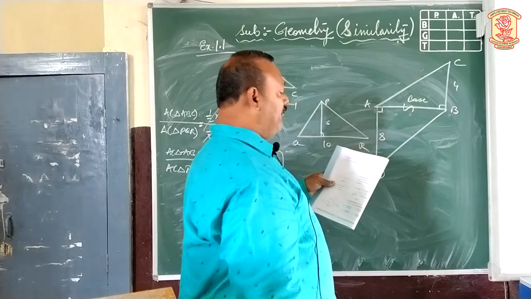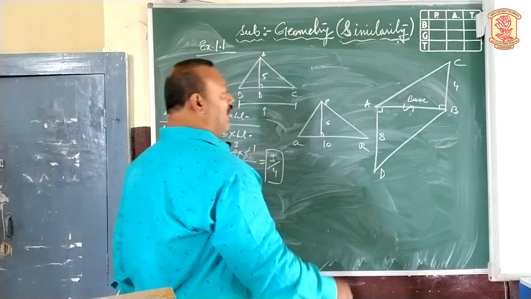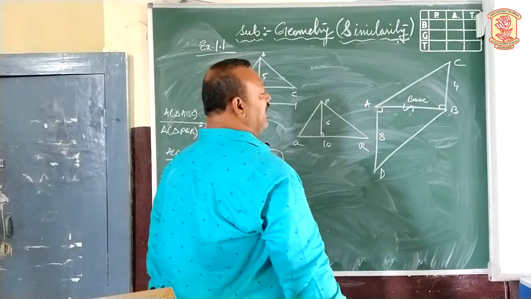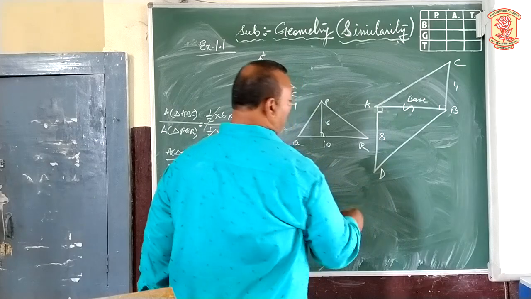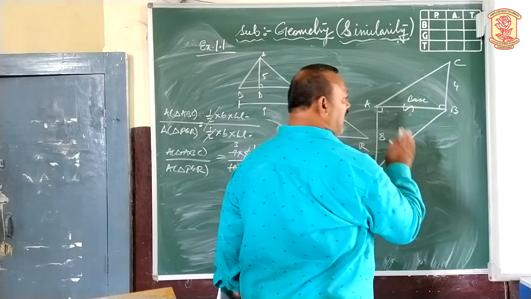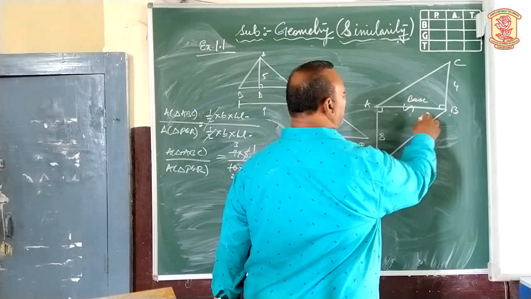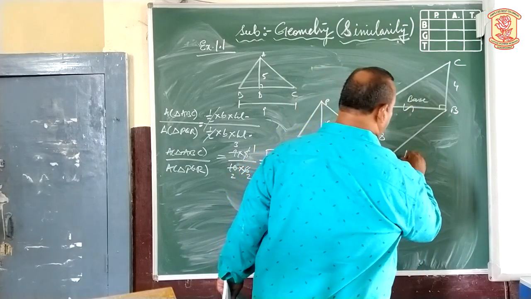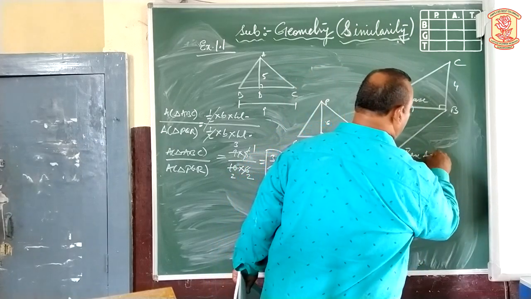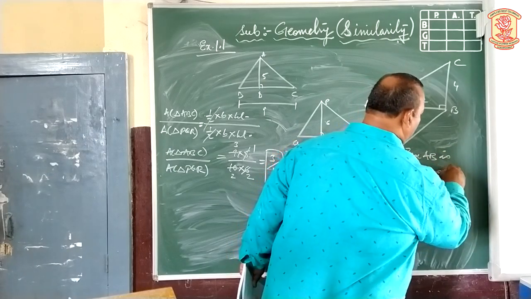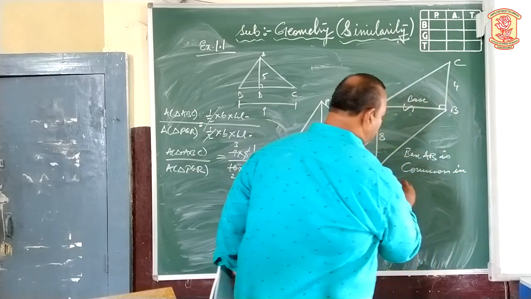Now what do we have to find? Again, the ratio of areas of both the triangles, triangle ABC and triangle ADB. Now here, by looking at the figure, immediately we can write that both the triangles have a common base, meaning base AB is common in both the triangles.